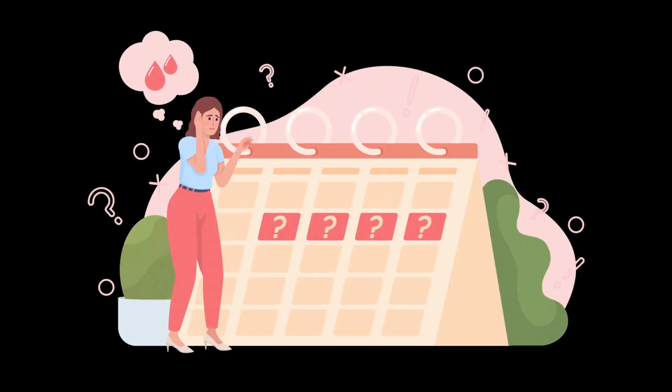Today we're going to talk about a very common but often confusing issue, abnormal uterine bleeding, or AUB for short. If you've ever experienced heavy, prolonged, or irregular periods, you're not alone. This condition affects millions of people with a uterus, and understanding the causes and management options is essential for maintaining your reproductive health and overall health.